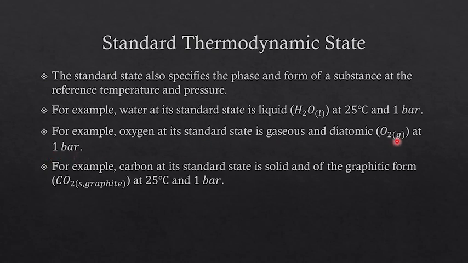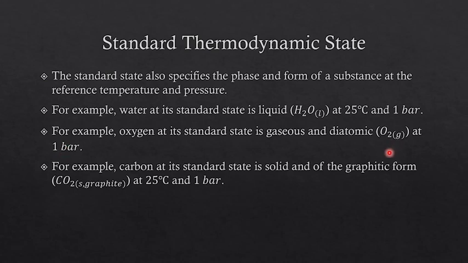For oxygen, the most stable form is in the gas phase and its diatomic form O2 because the monoatomic form O is unstable and it reacts readily with other substances. So the most stable form of oxygen is actually O2. Now, there are other allotropes of oxygen such as ozone, which is O3, but that is not the most stable form of oxygen at a pressure of 1 bar. Ozone is very reactive and it can also self-degrade.